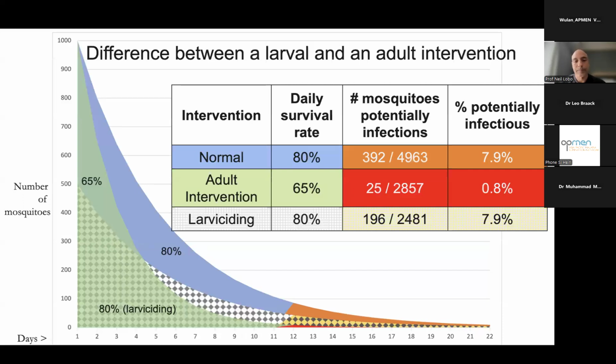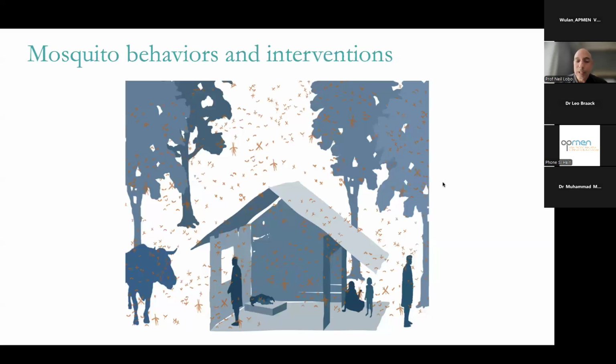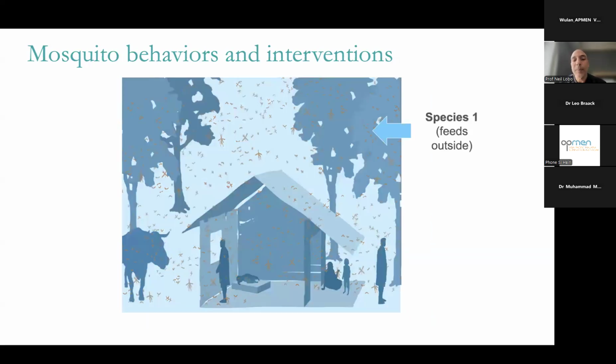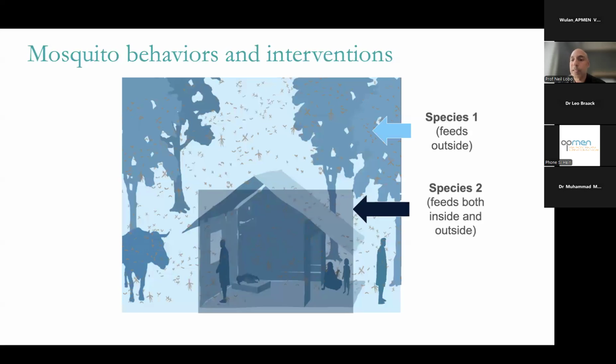Thank you. Okay, so mosquito behaviors. Imagine this little scene where we have all these little orange mosquitoes flying everywhere, and you have people indoors and people outdoors. Now we know, and this is really true from a few sites, that there can be multiple species here. Let's say species one likes to feed outdoors, species two likes to feed both indoors and outdoors, and species three feeds inside, right? We see this across the planet, where different species have different behaviors. They will feed on humans inside and outside houses, or they prefer to feed inside.